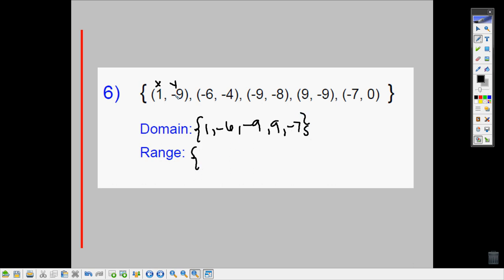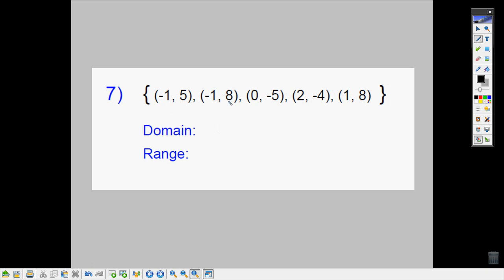My range would simply be the list of all my y values, -9, -6, -8. And I'm not going to repeat -9. There's no sense in repeating a range or domain value. So 0 is my last range value. Okay.